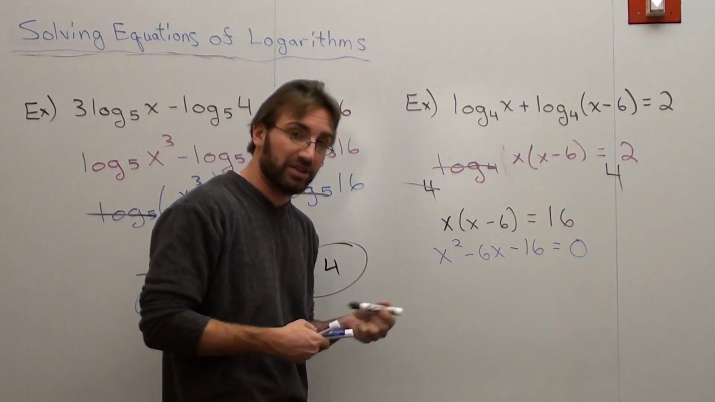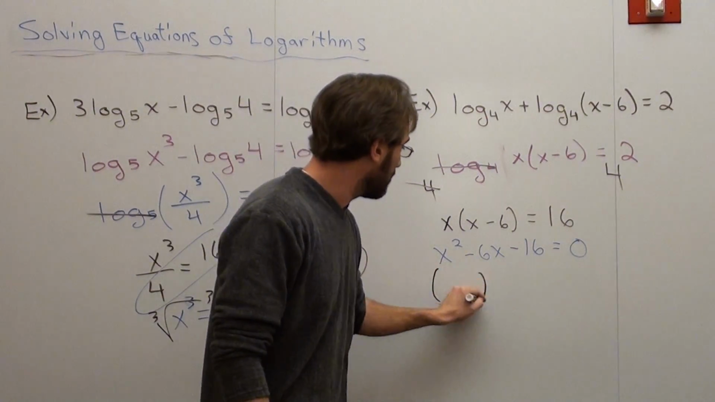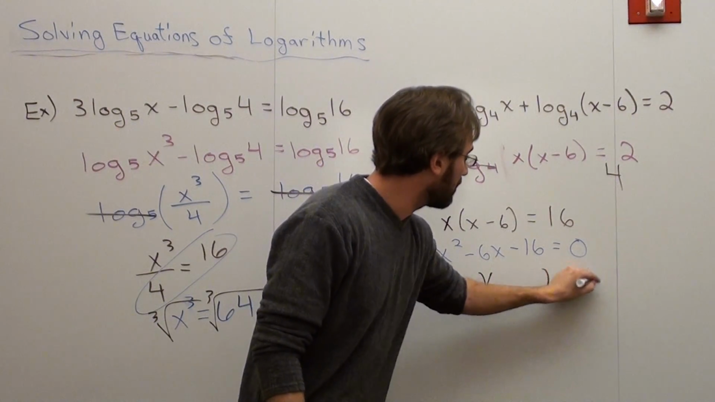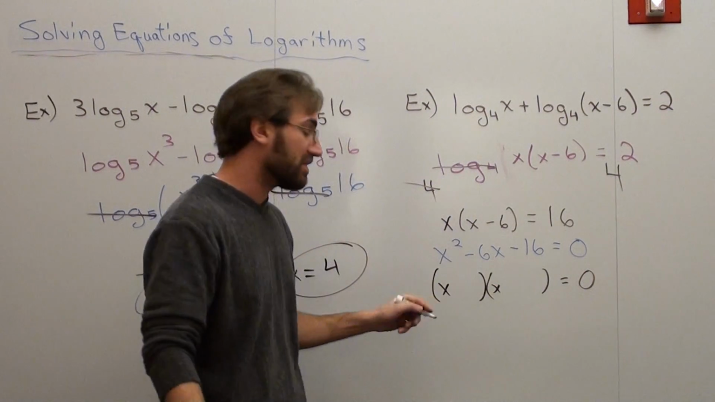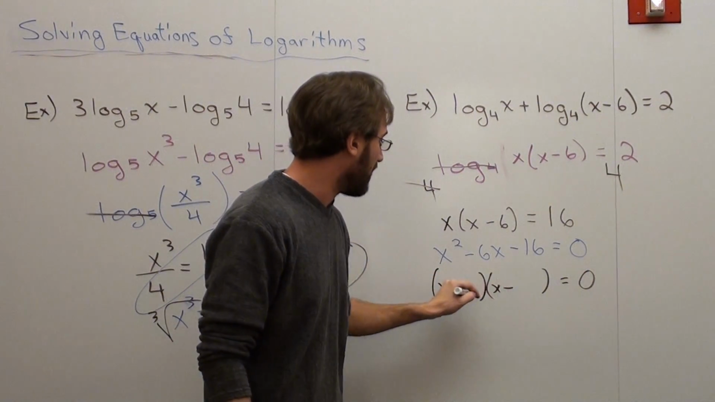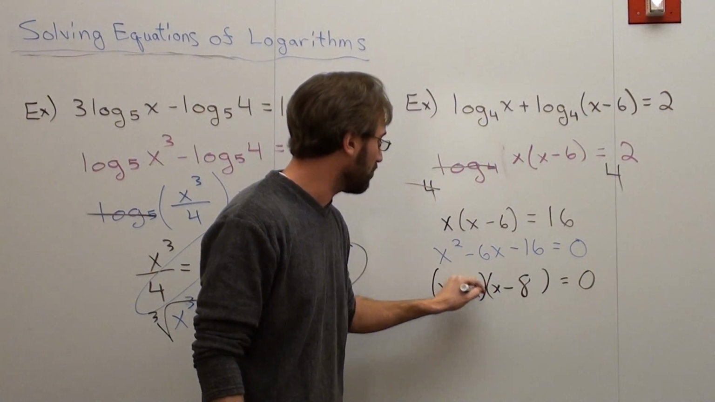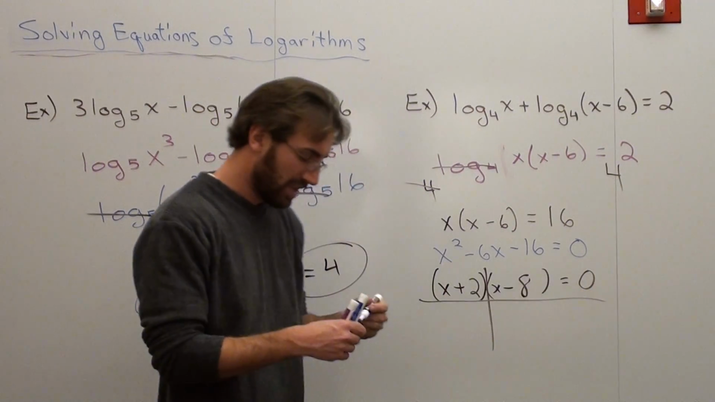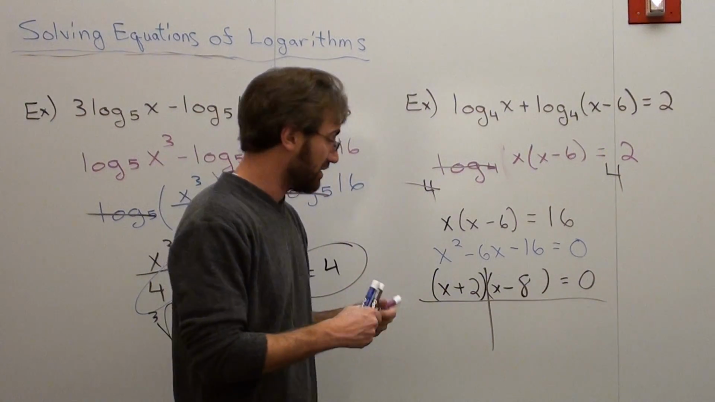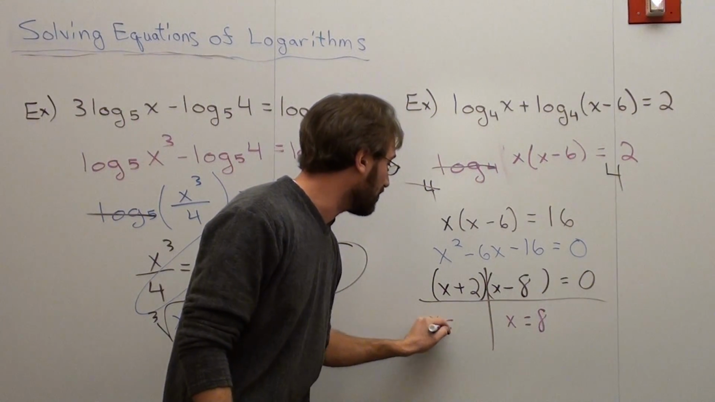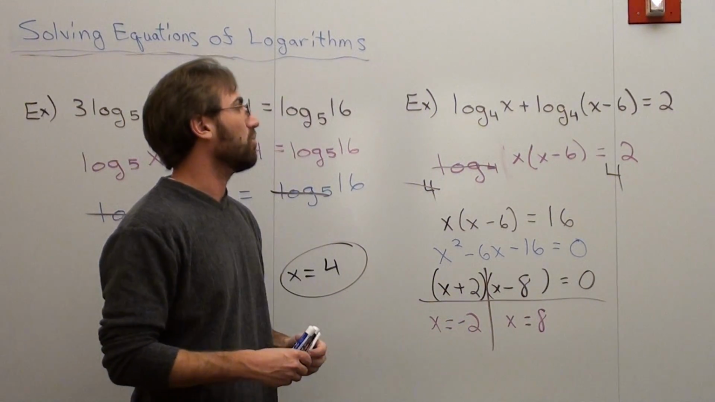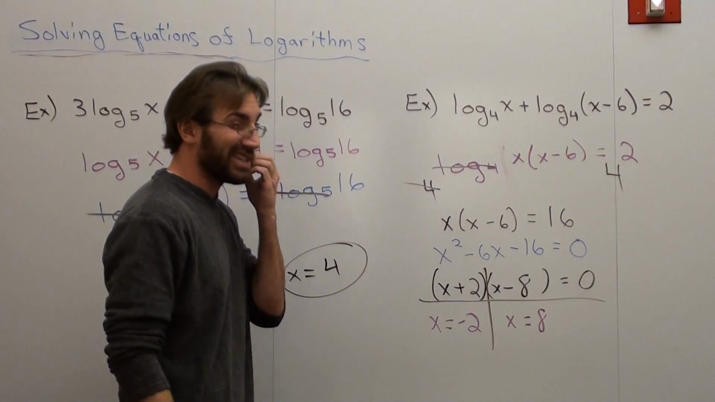I'm going to go ahead and factor this bad boy. X times x is x squared. Positive times a negative is a negative. Negative 8, positive 2 will work. Zero product property. X equals 8 and x equals negative 2 are my answers. I would wager to say that one of these answers is extraneous.